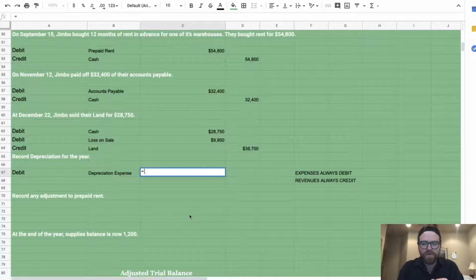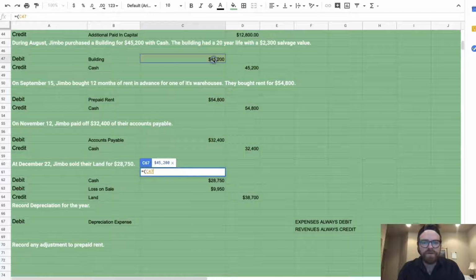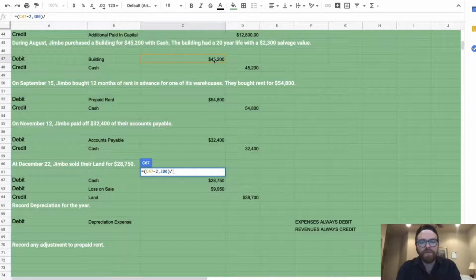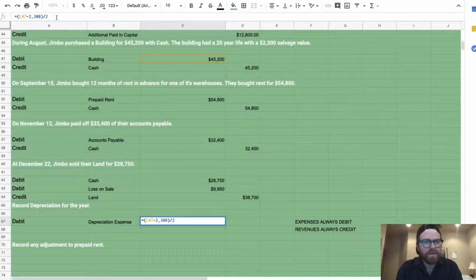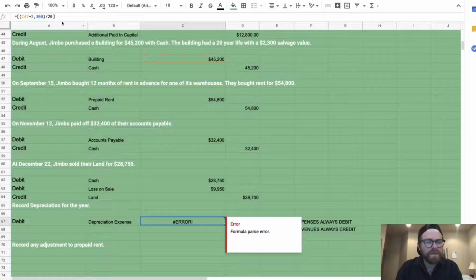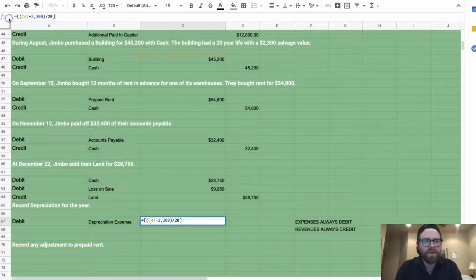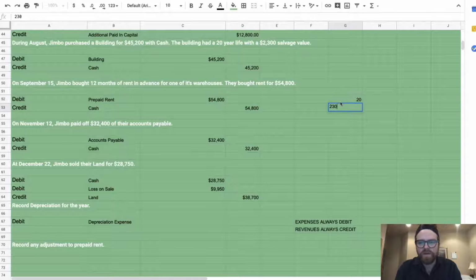So go down here, equals, here's how it's going to work. We're going to do equals the cost of this building minus the salvage value. All right, so cost minus salvage divided by life, which is going to be 20 years. So that is, oops, it didn't like that. Let's try this again. It's not liking that. Let's try this instead. Hold on. So give me a second. So I'll put 20 over here and 2,300 here.